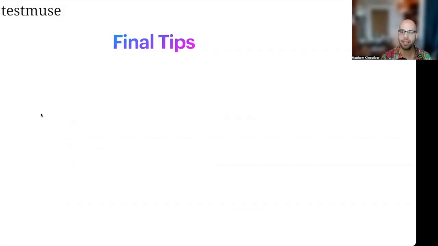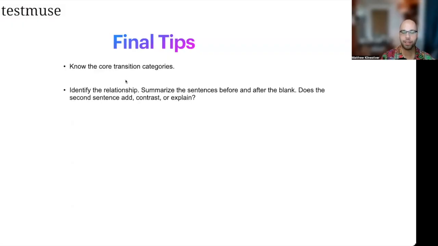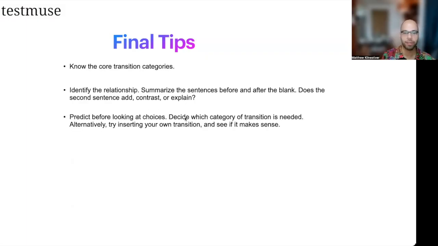So now we're at the end of the lesson. I'll just give you some final tips, and this is a summary of what we've learned. Make sure you know your categories. Make sure that you're identifying the relationship before you look at your answer choices, summarizing the sentences before and after the blank in the simplest possible language. Do not skip these steps.